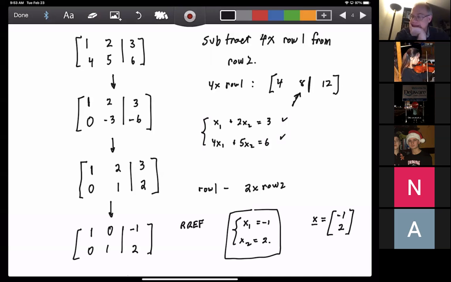Okay. So the whole point of doing this is that it gives you a path you can follow, which is essentially always going to work. Right?